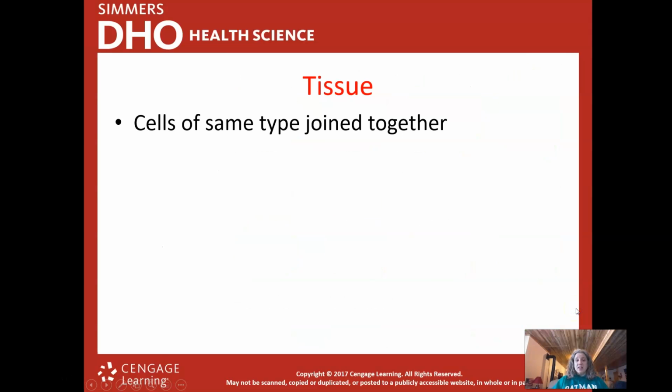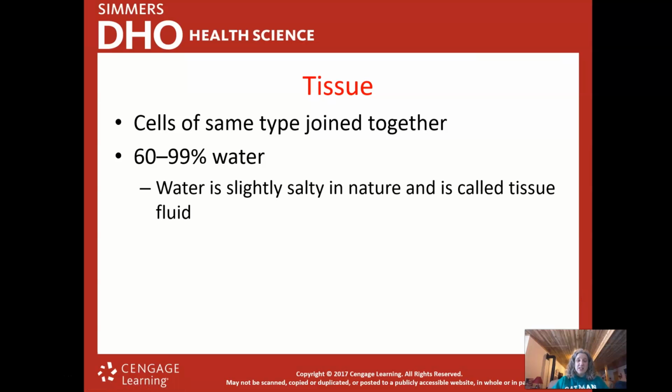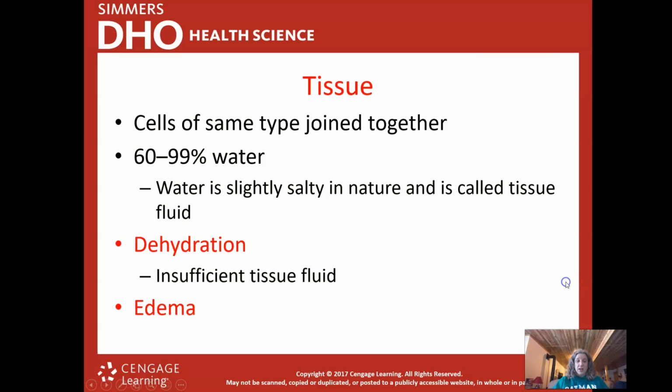So tissue is the cells of the same type joined together. Tissues are 60 to 99% water. So as you can see, it's important to get your water in. Water is slightly salty in nature and is called tissue fluid. Dehydration occurs when there's insufficient tissue fluid, and then edema occurs when there's swelling of the tissues due to excess fluid.